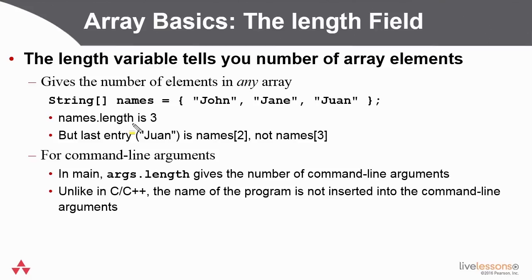So for command line arguments, main gets passed an array of strings. You can declare that variable, for example, args. And so args.length tells you how many command line arguments there are. If you're familiar with C or C++, in C and C++ the system automatically passes in the name of the program as one of the command line arguments. Java does not do that.